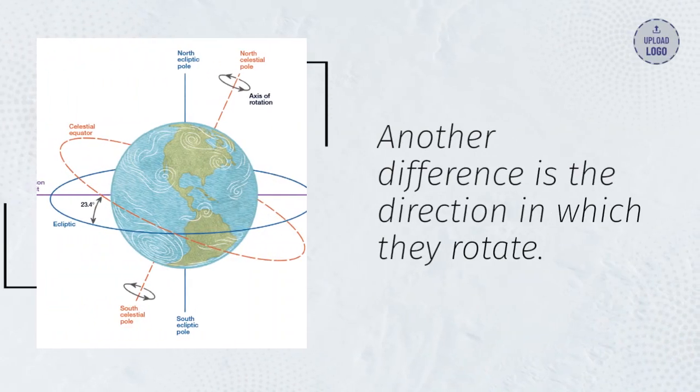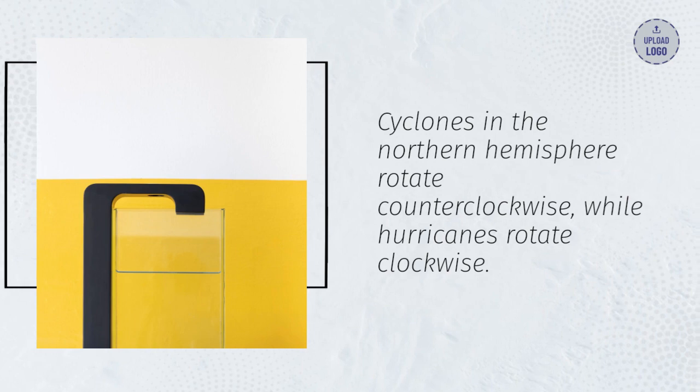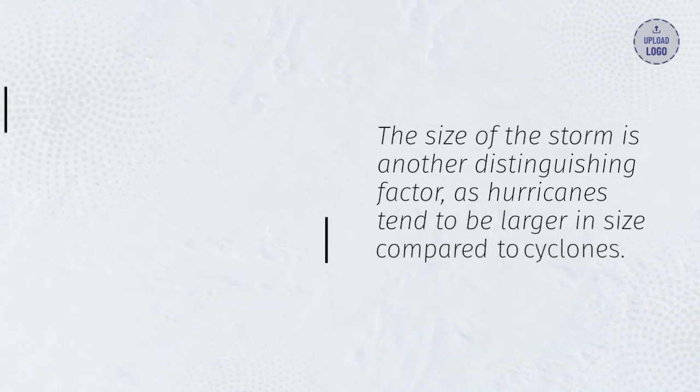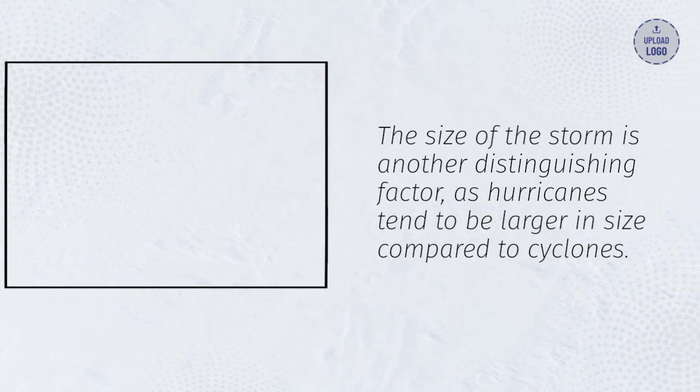Another difference is the direction in which they rotate. Cyclones in the northern hemisphere rotate counterclockwise, while hurricanes rotate clockwise. The size of the storm is another distinguishing factor, as hurricanes tend to be larger in size compared to cyclones.